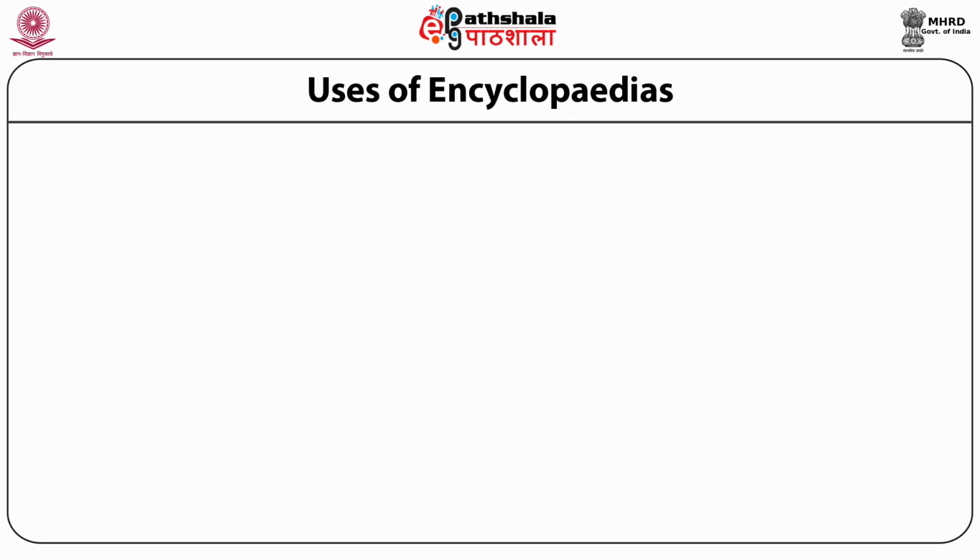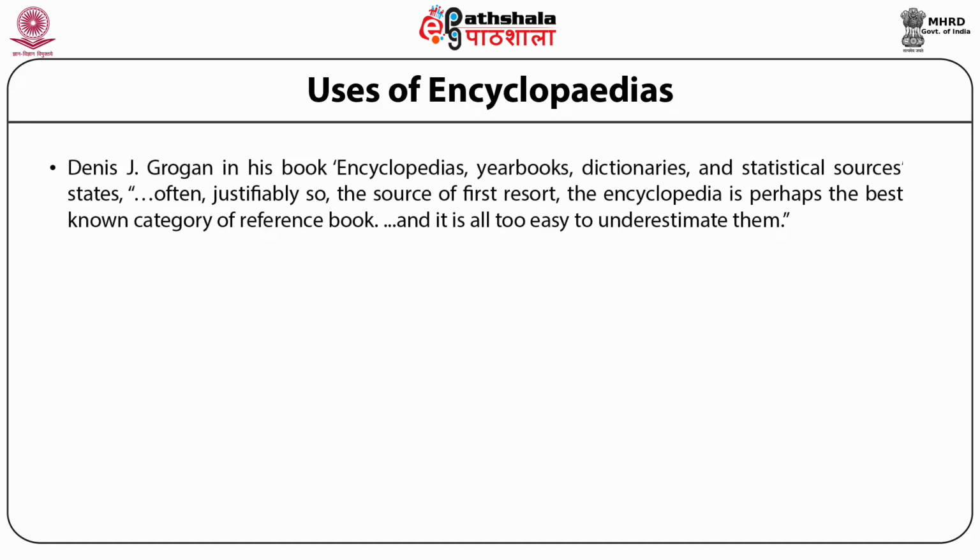Uses of encyclopedias. International library experts and professionals specializing in reference services have emphasized the value of encyclopedias as sources of information. Dennis J. Grogan, in his book Encyclopedias, Yearbooks, Dictionaries, and Statistical Sources, states that often, justifiably so, the source of first resort, the encyclopedia, is perhaps the best known category of reference book, and it is all too easy to underestimate them.